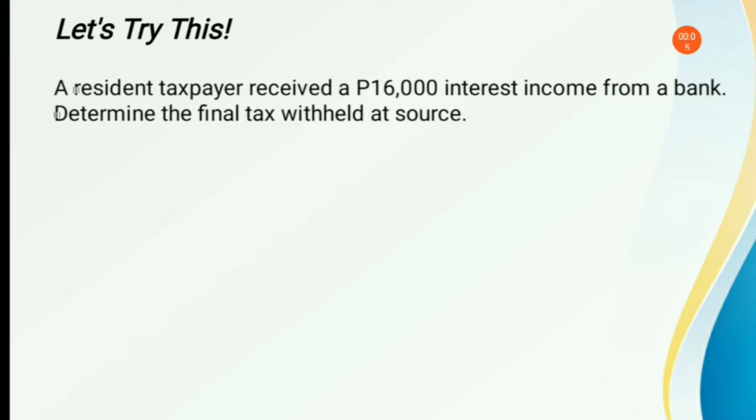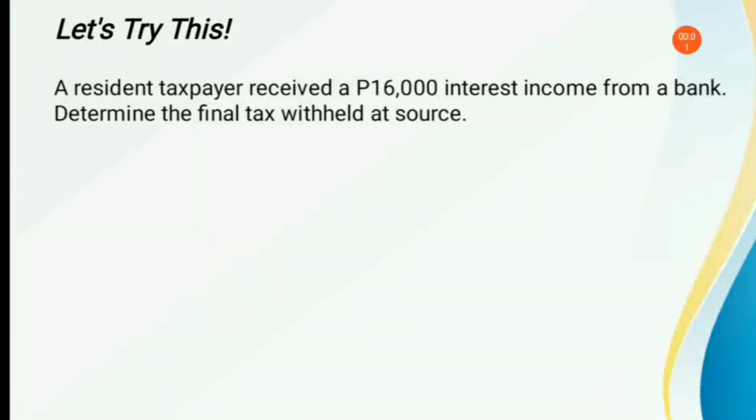We have here a resident taxpayer received a 16,000 pesos interest income from a bank. So we are asked to determine the final tax withheld at source. So dito, si taxpayer, nakatanggap daw siya ng 16,000 pesos interest income galing sa bangko. So, di ba, under the final withholding system, yung nagbabayad ng income, siya yung may responsibility na mag-withhold ng tax. So, dito sa illustration na to, ang nagbabayad ng income dito ay si bangko. So, therefore, si bangko din yung may responsibility para mag-withhold ng tax.